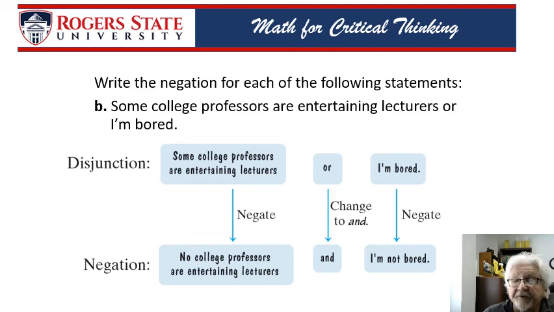Some college professors give entertaining lectures, or I'm bored. Okay, so our disjunction: some college professors give entertaining lectures, good, or I'm bored. Negate this one. Now we go from some to none, so no college professors give entertaining lectures. Change the or to an and, and change the I'm bored to I'm not bored. So this changes my statement to the negation.